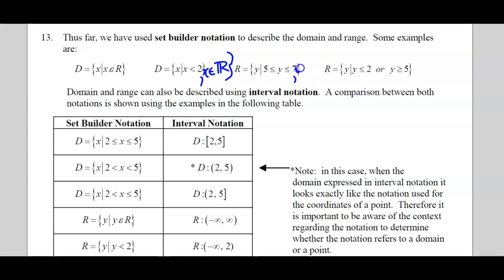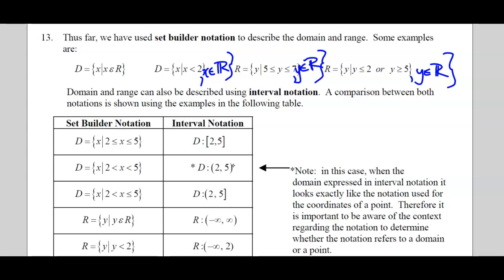But in any case, this would be y element of the set of reals. It's kind of like a default setting that it's always reals unless you state something else. But those should be fixed there. In any case, that's set builder because it's using those squiggly set brackets. Interval notation has brackets, but nothing else, just numbers and a comma. Not to be confused with an ordered pair, a point on a graph. So domain and range can also be described using interval notation. A comparison between both is shown using the examples.